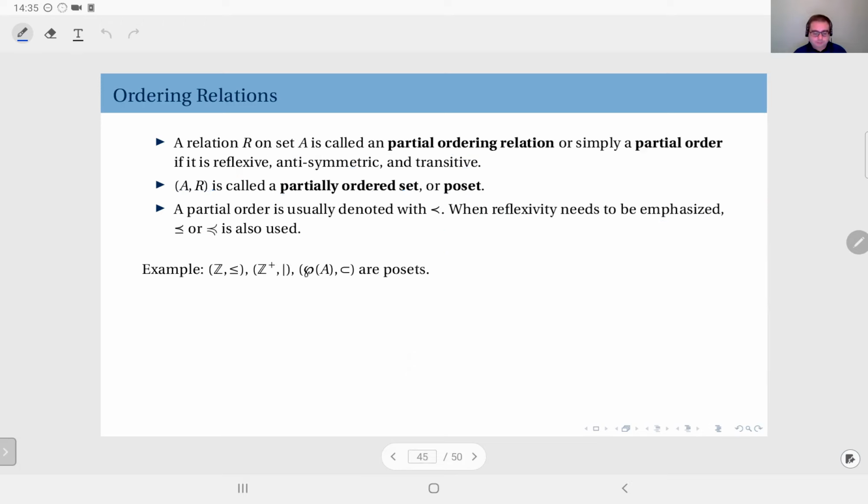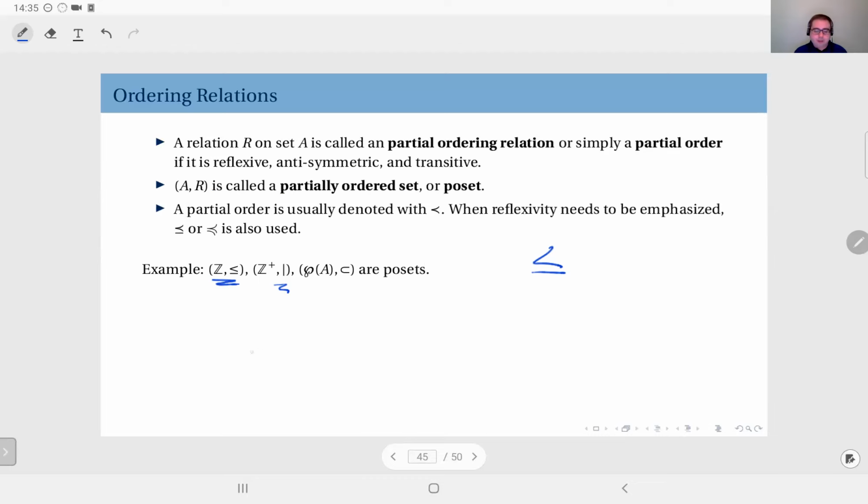Here's an example. Less than is not a partial order. Less than or equal is a partial order relation, because you need reflexivity. In the set of integers, less than or equal to defines a poset, and the set of positive integers along with divides defines a poset.